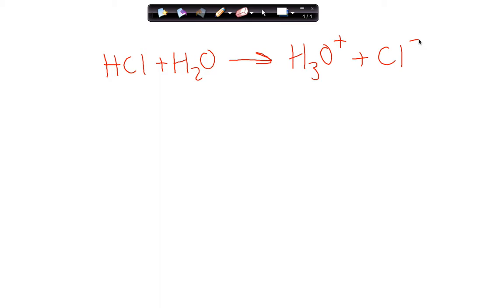How did we know? Well, we know that HCl is an acid, and we see the HCl losing a hydrogen to water, forming hydronium, forming chloride ion. Guys, to find your conjugate base, go to the acid, take away a hydrogen, what's left is the conjugate base. Does that make sense? Now watch this.